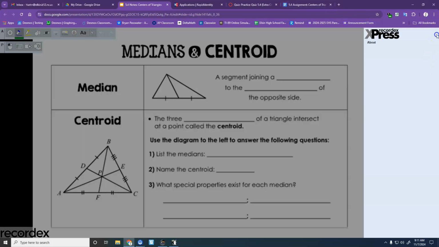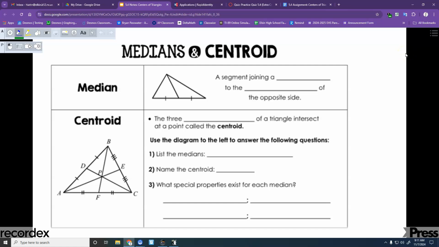Medians is the last big one we're going to do. We're going to have to do orthocenter as well, but I mostly just need you to identify that. We're not going to do a lot with it because it's less useful. All right, so the medians and the centroid.